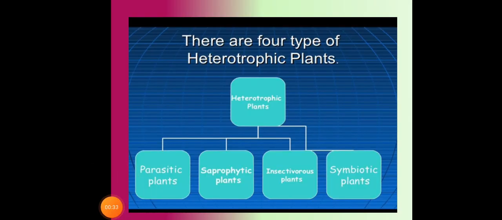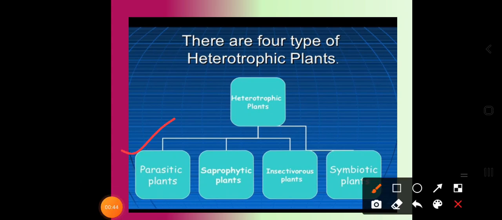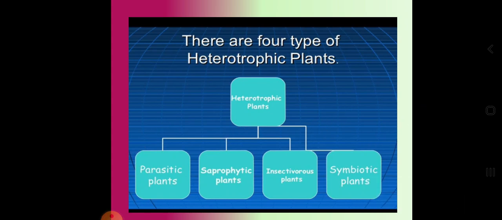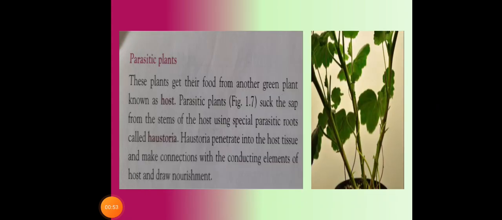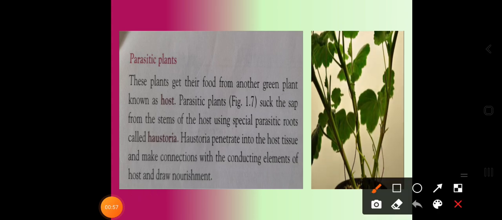Dear students, when you are talking about heterotrophic plants, they are usually divided into 4 classifications. What are those? Just recall it. First one is the parasitic plants, saprophytic plants, insectivorous plants and the symbiotic plants. Parasitic plants get their food from another green plant known as the host, and these parasitic plants suck the sap from the stems of the host.